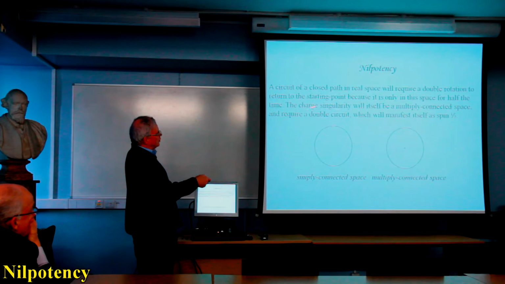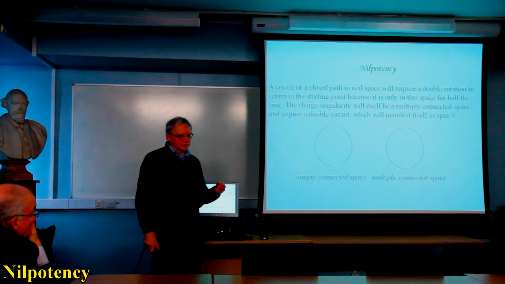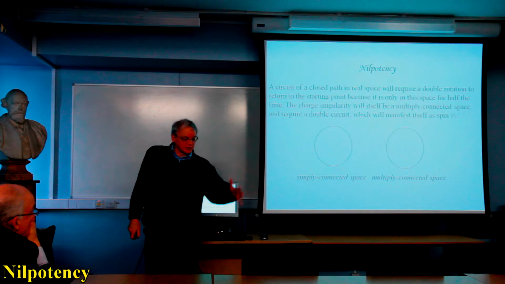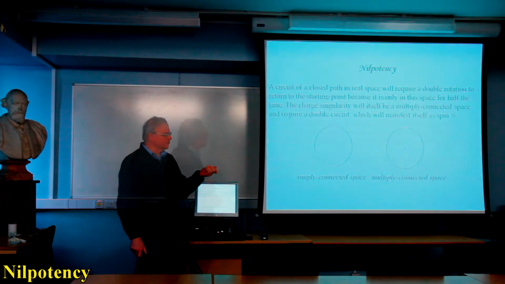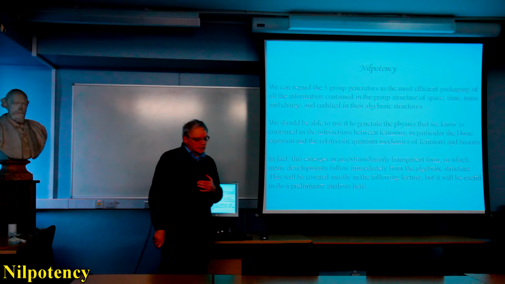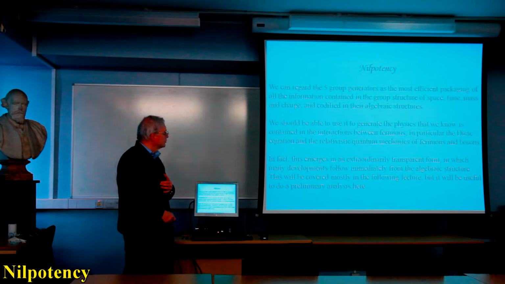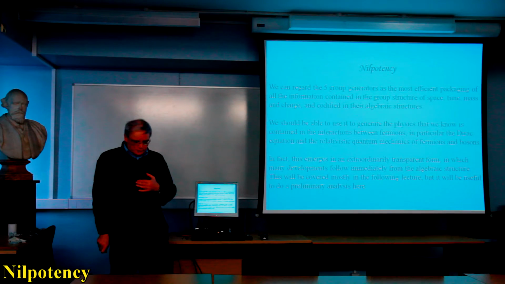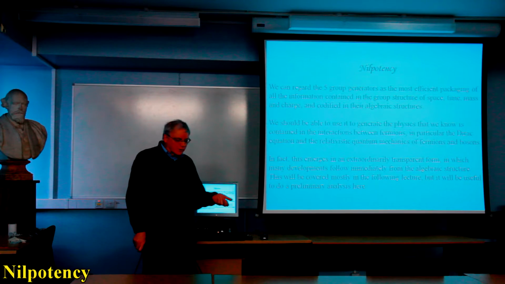And this is because it's only in one of the spaces half the time, if you like. That's a nice descriptive way of looking at it, which is what Zitterbewegung is. The charged singularity is itself a multiply connected space, so that's why it has spin half. So we can say that the 5 group generators are the most efficient packaging that we can do of this structure. We should be able to use it to generate the physics of fermions, which is the only really fundamental thing we know about in physics.